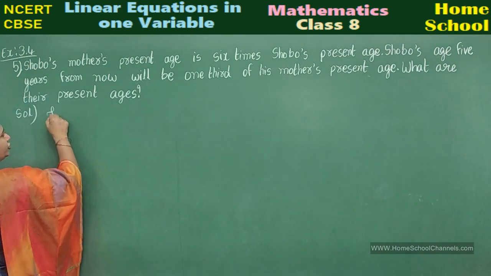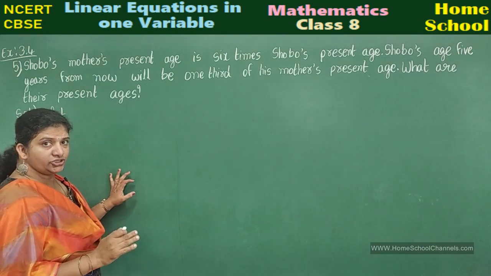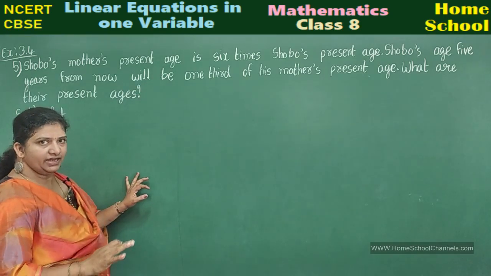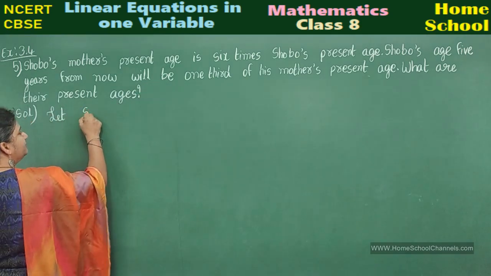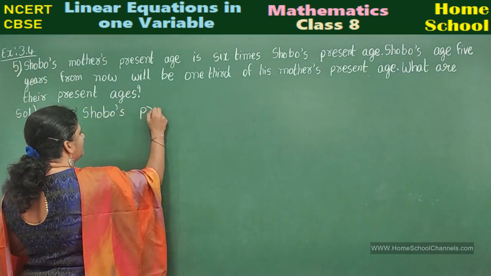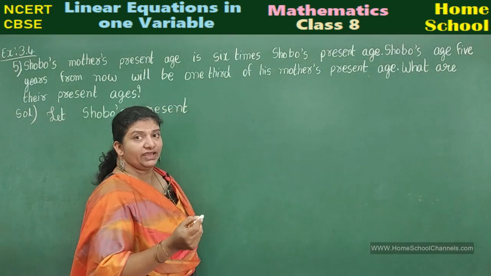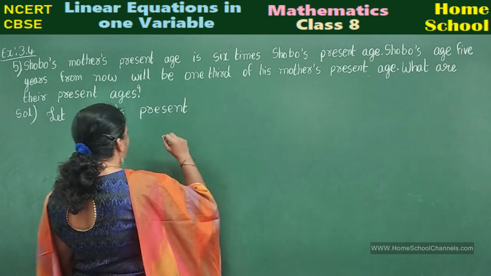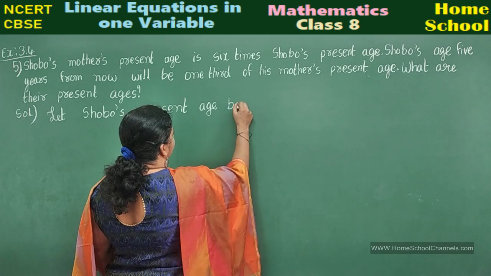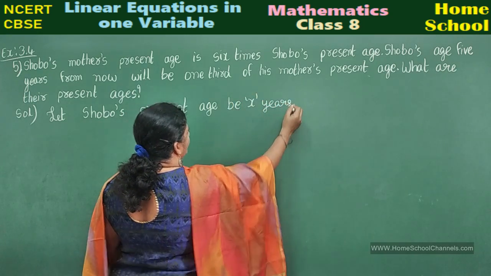We are going to assume any one person's age. Which person are we going to assume? We are talking about Shobo's present age. So, let Shobo's present age be x years. When we write let, we are assuming it.